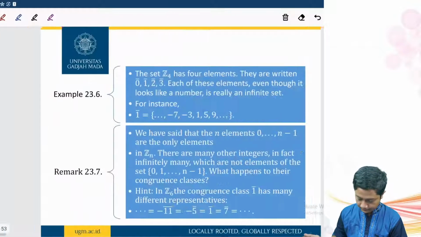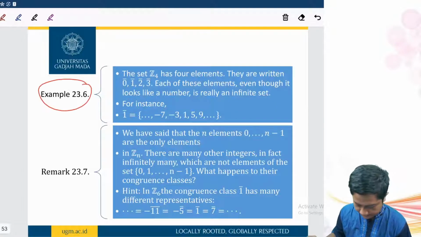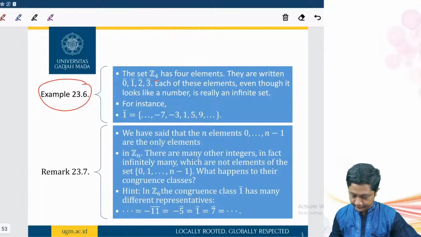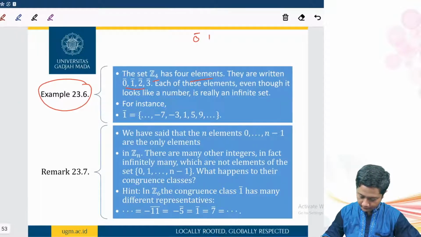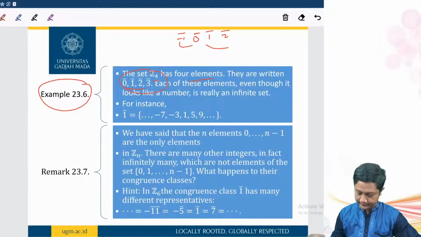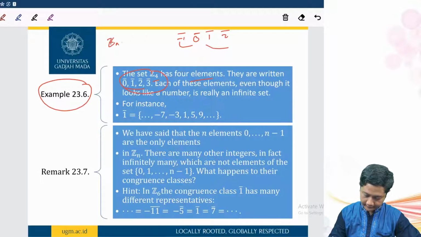Next, for example 23.6, the set Z4 has 4 elements, and we can write them like this. And actually it's not only like this. Sometimes in certain conditions we also write something like this: 0, 1, and then minus 1 and 2. Sometimes we also write like this, but usually we write like this. So when we have Zn, we usually write 0, 1, and so on up to n minus 1 bar.